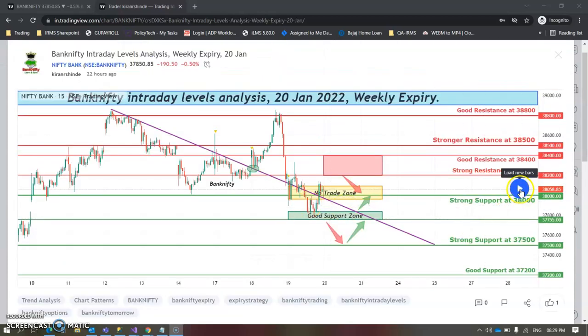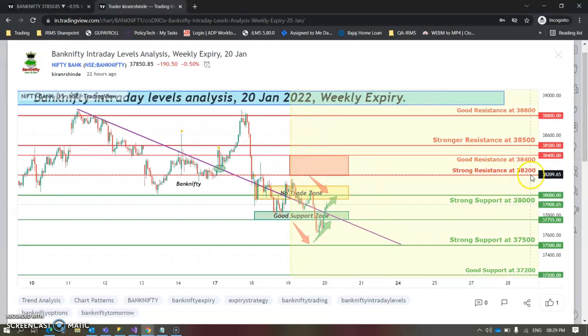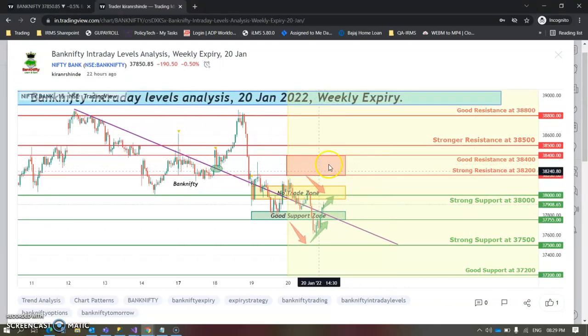So let us see how the market behaved. Also, I had mentioned that this is the strong resistance level 38,200, and this is the strong resistance zone that the market has created after a sharp fall. So where is the start of the day? We saw the market opening gap up, but it came straight down, and it tried to bounce back, but it faced resistance near this particular level, the 38,200 level. Then it came down to the support zone.